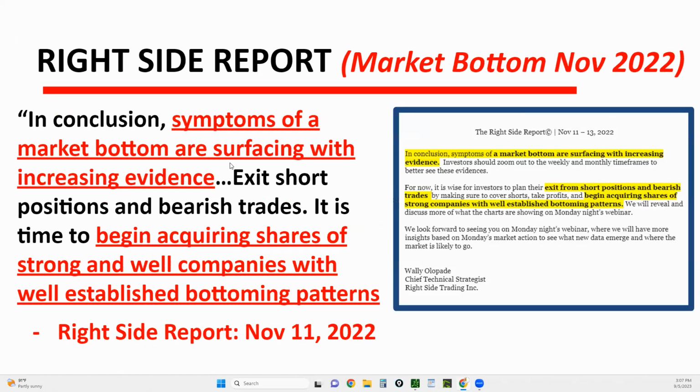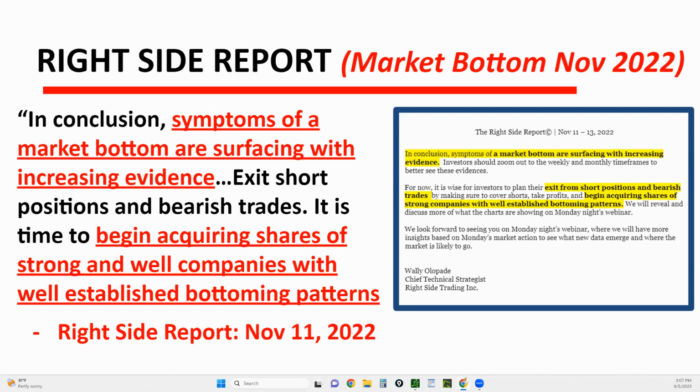Here is the bottom of last year, where it says, in conclusion, symptoms of a market bottom are surfacing with increasing evidence. Now, this was in early November 2022. If anybody recalls what was happening back then, most people were not thinking that the market was bottoming out.